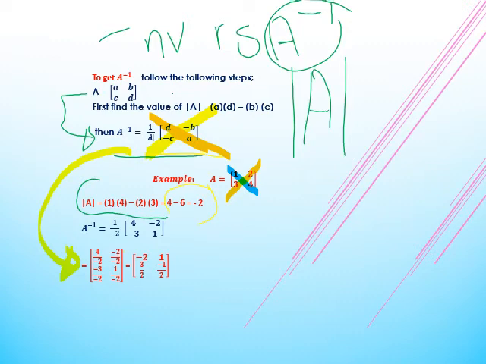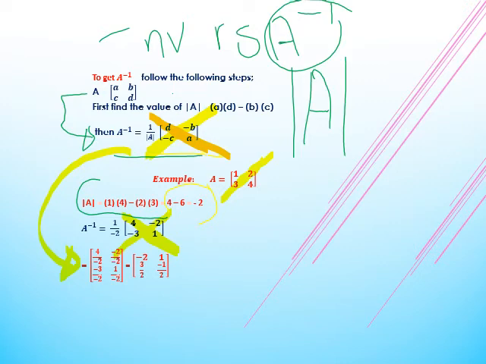A and D, change the location of this diagonal without changing the sign. 1 and 4 will be 4 and 1 here, like this. And for the other diagonal, we will set the same location for 2 and 3 and just change the sign. So it will be -2 and -3.